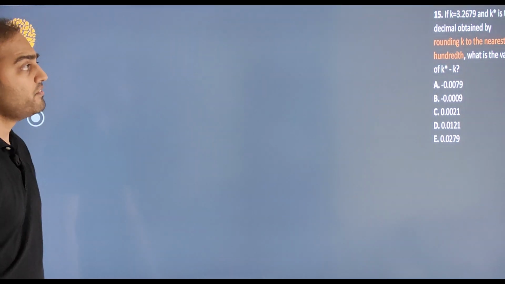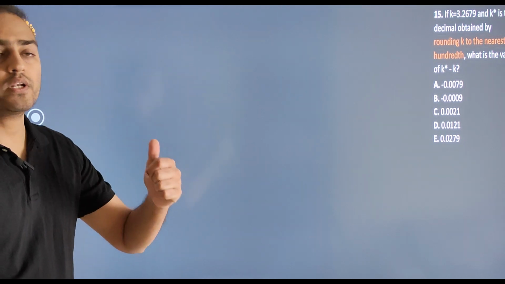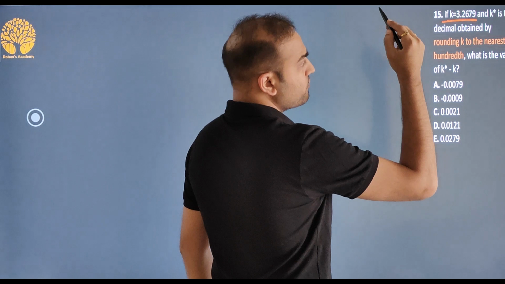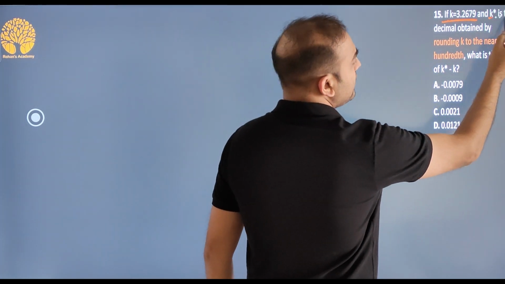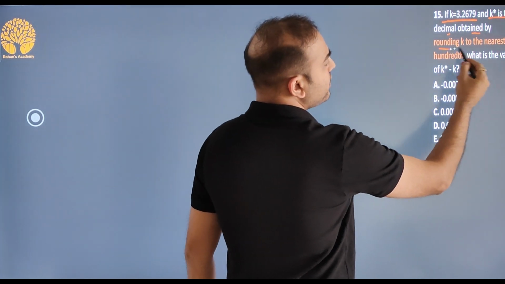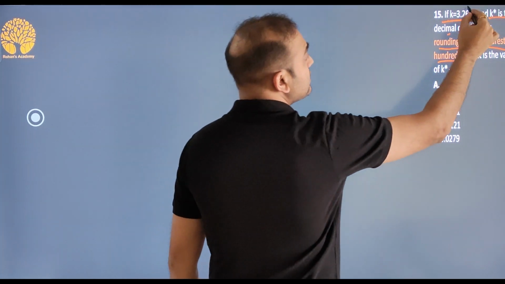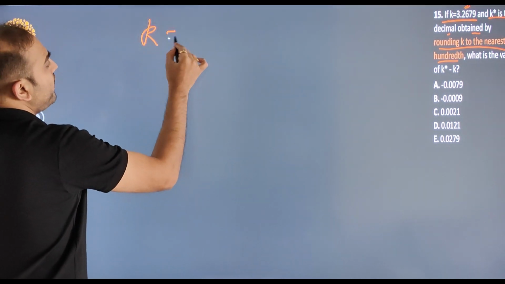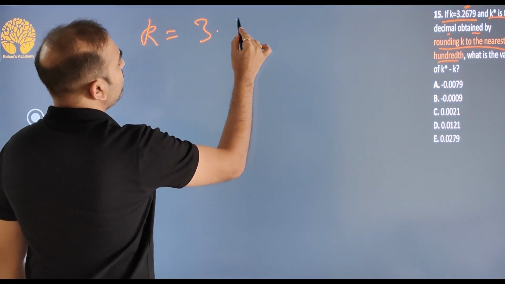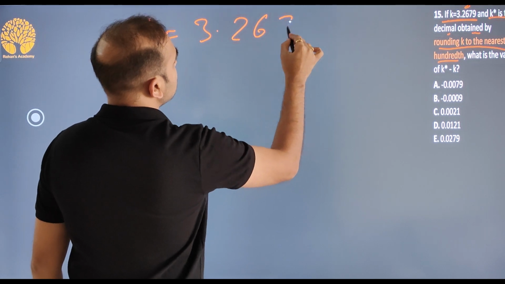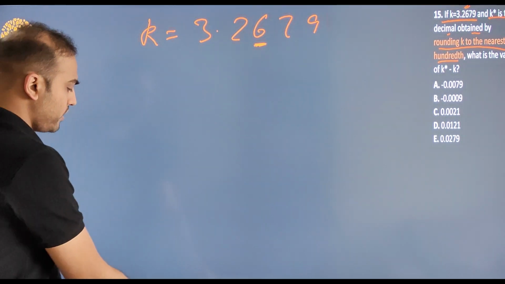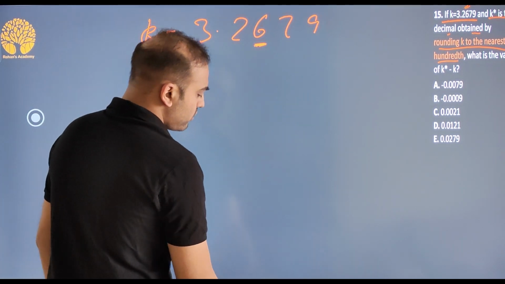Alright, if it does, then let's try and solve one question. So we have k, the value of k is given. K star is the decimal obtained by rounding k to the nearest hundredth. Hundredth means the second decimal, right? Let me just write it here. So k is 3.2679. Till here I need to round off.